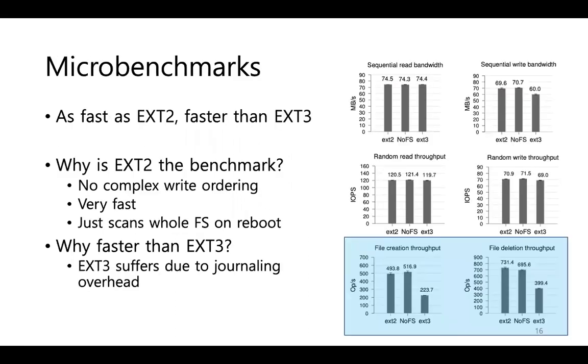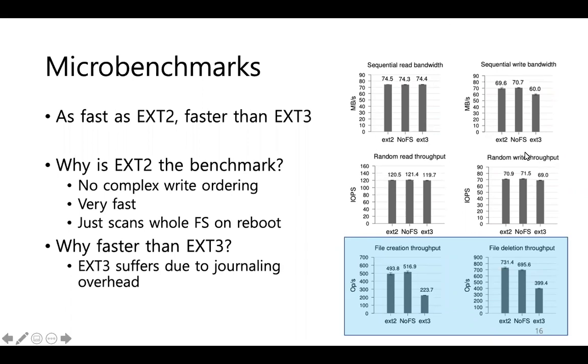In these benchmarks, we compare to ext2 and ext3. The reason we benchmark against ext2 is because, as we saw before, it doesn't have some sort of complex write ordering. It just scans the file system on a reboot, which means that in general, the normal operation of the file system is very fast. And then we compare to ext3 to compare against a file system that has journaling, so suffers from ordering penalties.